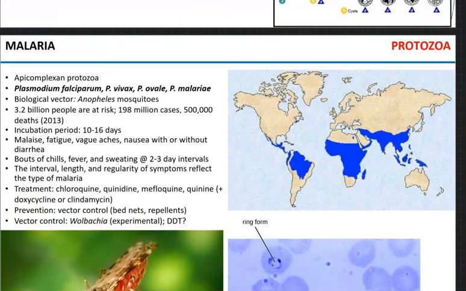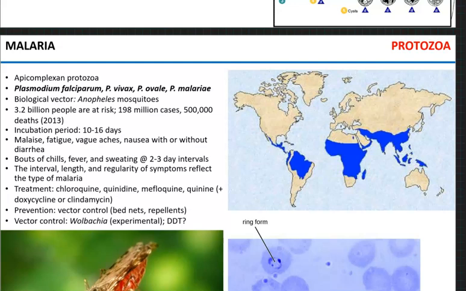Now get into the heavy hitter, malaria. This is the third most important infectious disease in terms of the human death in the world. Would you guess first two? HIV, yes, that's number one. What's number two? TB, tuberculosis. HIV, tuberculosis, then malaria.